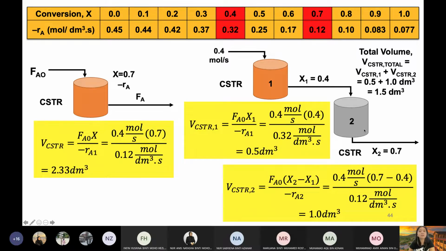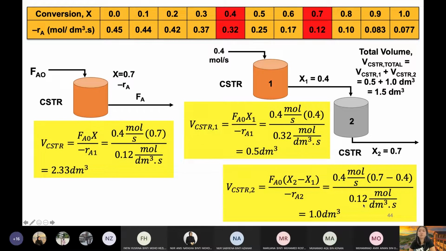Second reactor sekarang nak convert daripada berapa? 0.4, 40% to 70%. Okay, so the second reactor volume CSTR2 equals to FA naught in bracket is now X2 minus X1 per minus RA2. Okay, maknanya minus RA apabila your X2. Okay, so FA naught 0.4, X2 0.7, X1 0.4. So 0.7 minus 0.4 divided by minus RA at X2. So pada 0.7, your X2, your minus RA is 0.12.